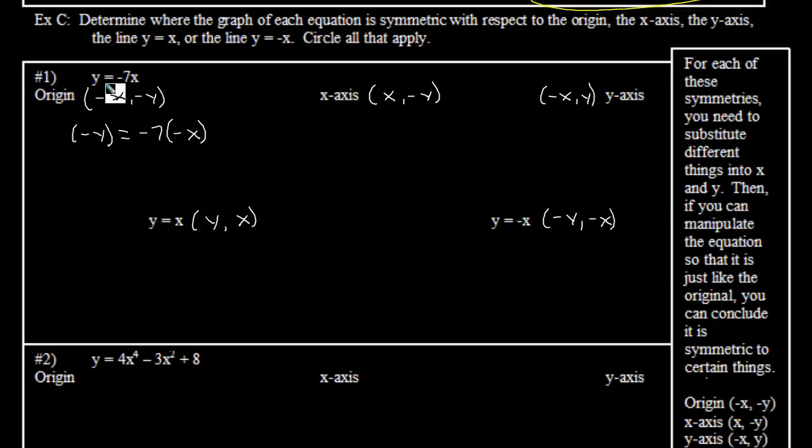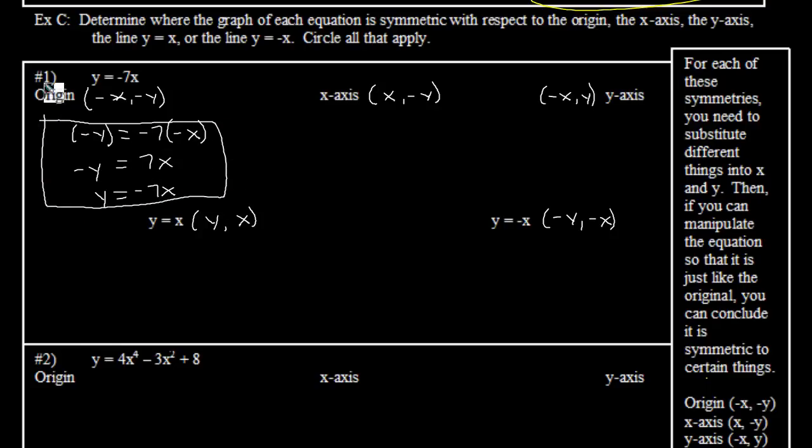So simplifying this, notice this had y by itself. Let's get y by itself. Negative 7 times negative x is positive 7x. If I multiply both sides by negative 1, I get y is negative 7x. Is that identical to the original problem? Certainly is. Therefore, this graph is symmetric with respect to the origin.